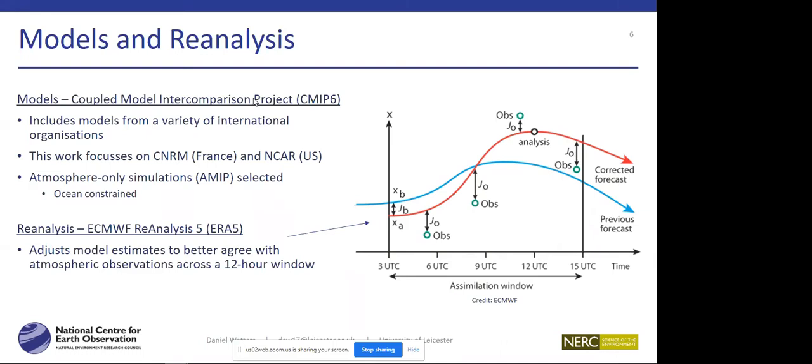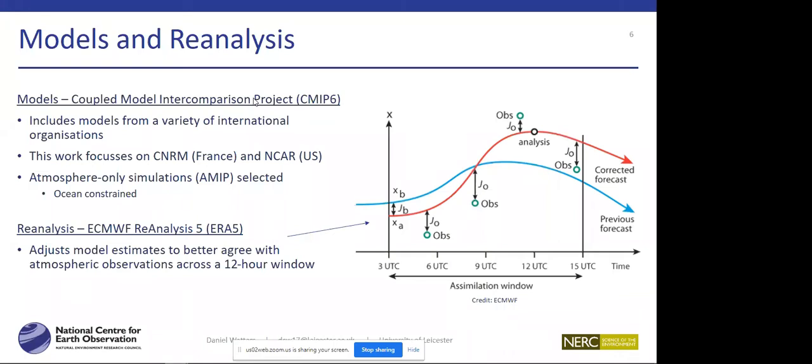And these are models of the whole atmosphere and the ocean. The ocean is constrained by observations of sea ice and sea surface temperature, and the atmosphere then is simulated based on those constraints.